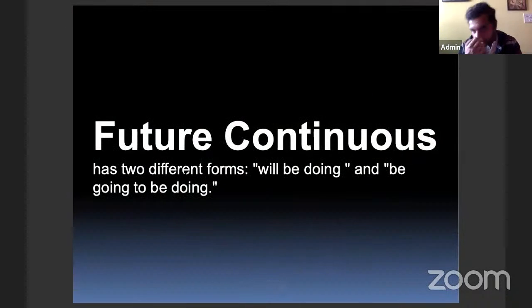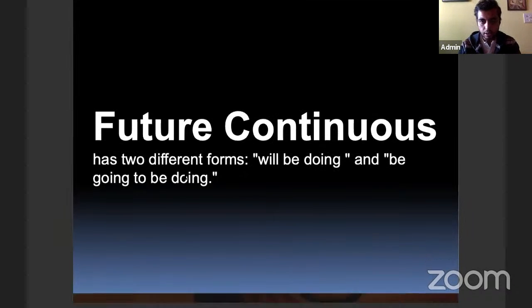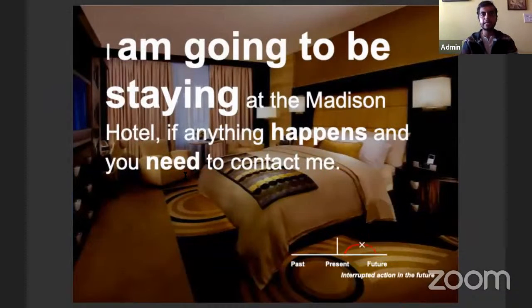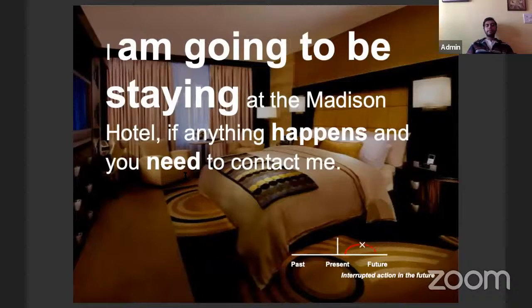Now, future continuous again. It has also two forms: will be doing and I'm going to be doing. Like we had said in simple future, it was I will or I am going to. Similarly, here it is I will be doing and I am going to be doing. Now, let us look at examples. I am going to be staying at the Madison Hotel if anything happens and you need to contact me.